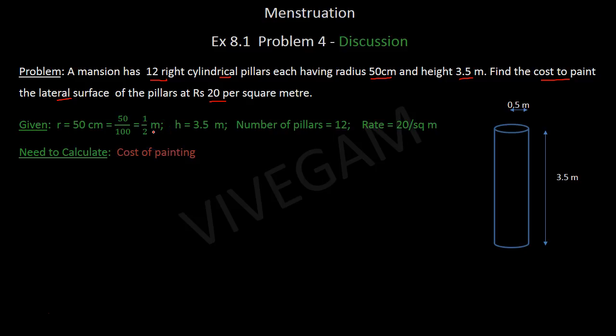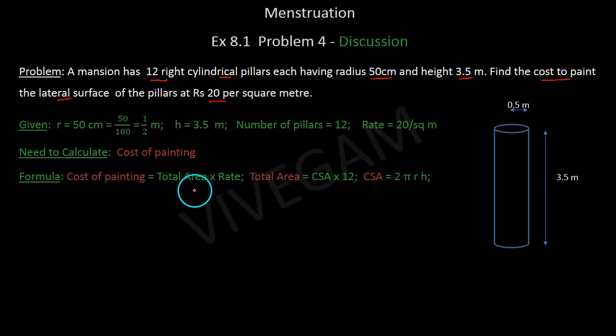Next, let me list out the formulas for you. Cost of painting is total area into rate. Suppose we have 100 square meters which needs to be painted. Here it is given 20 rupees per square meter. That is, for 1 square meter it is 20. For 100, it's 100 into 20, that is 2000 rupees. So cost of painting is given by total area into rate. Now in this formula, we know the rate and we need to calculate cost of painting. But do we know the total area? We don't know the total area. So this needs to be calculated.